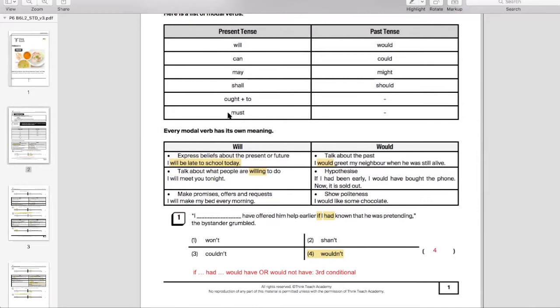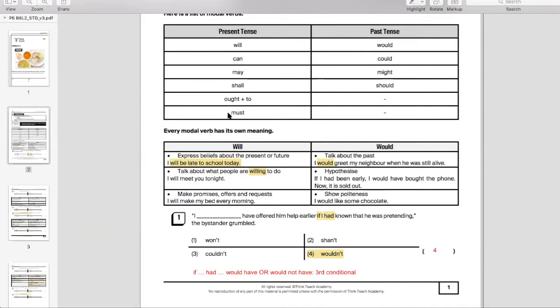I'm going to explain to you the meaning of will and would, and also tell you when to use will and when to use would. For example, when you want to talk about something in the future, something that you are going to do, like I will do my homework later, then you use will. You are not going to say I would do my homework later. That's wrong. When you want to talk about something in the future, you use will.